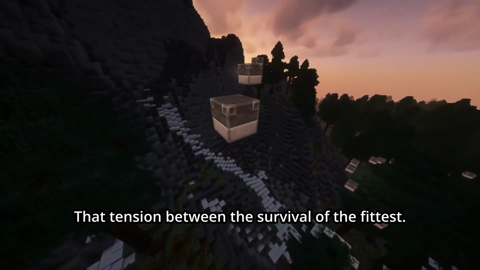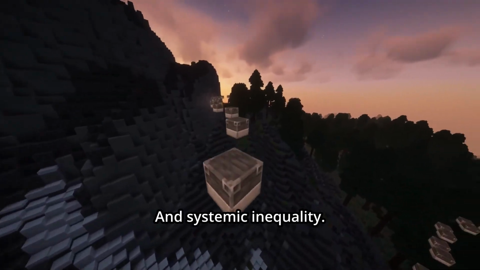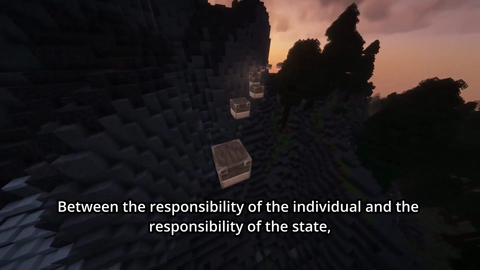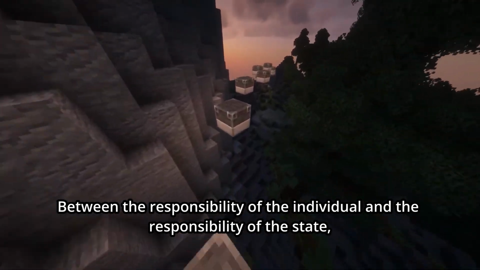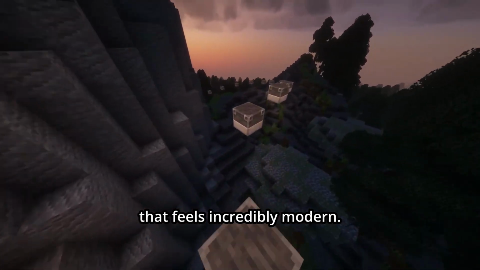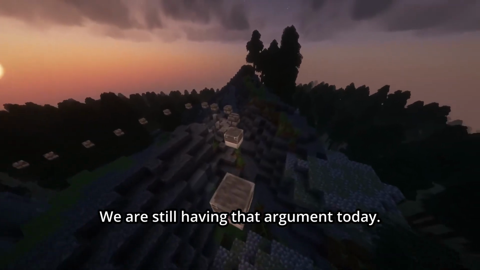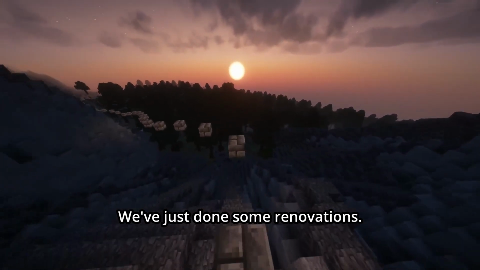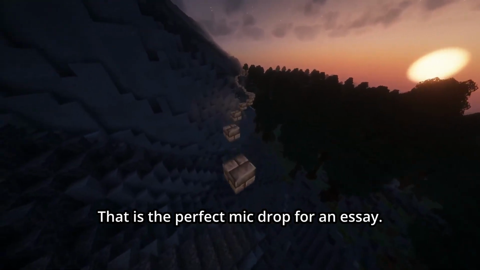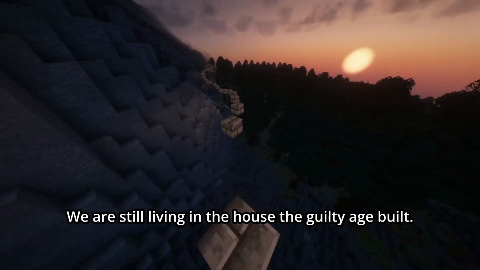That tension between the survival of the fittest and systemic inequality, between the responsibility of the individual and the responsibility of the state, that feels incredibly modern. We are still having that argument today. In many ways, we're still living in the house the Gilded Age built. We've just done some renovations. That is the perfect mic drop for an essay. We are still living in the house the Gilded Age built.